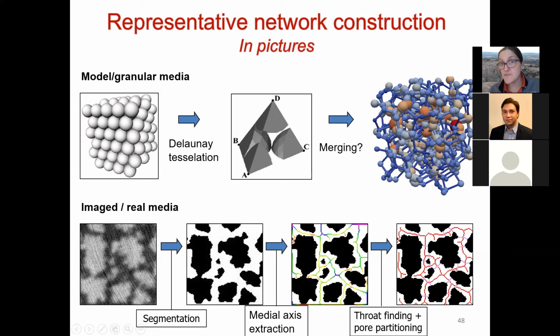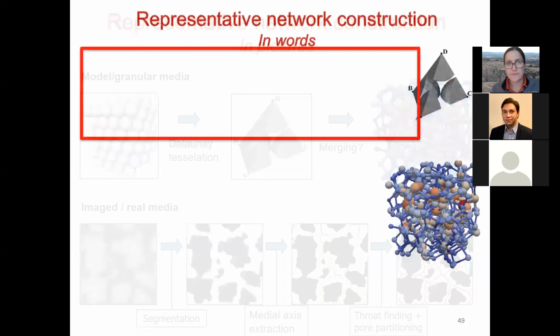overlapping, and the spheres that overlap are the pores that possibly should have been merged, as per the comment that I made before. But for visualization purposes, I just left them be. Okay, so this is basically, in pictures, roughly how you go about finding a network.